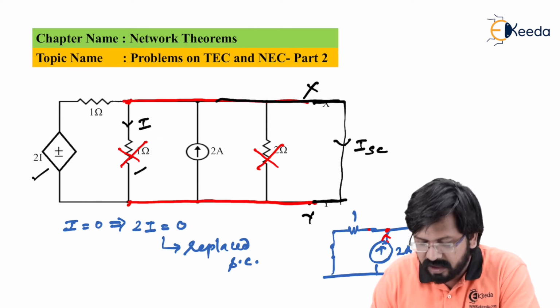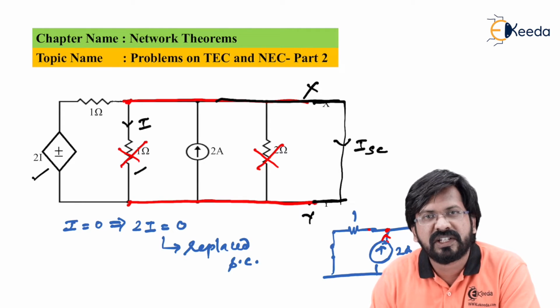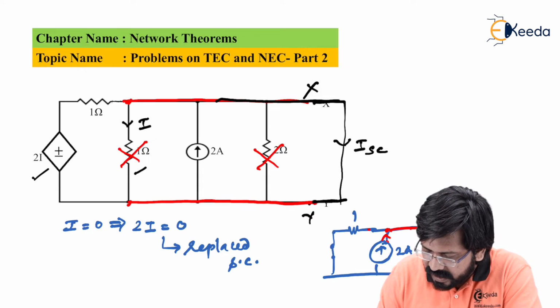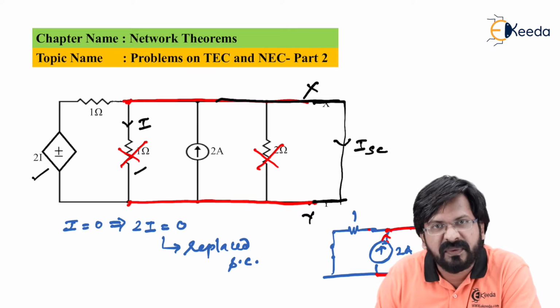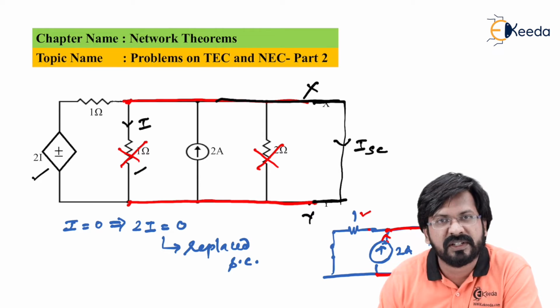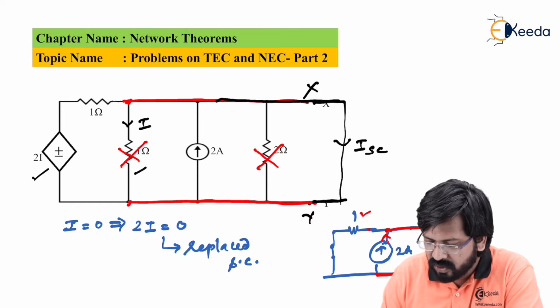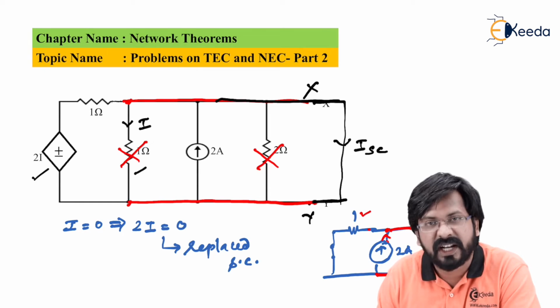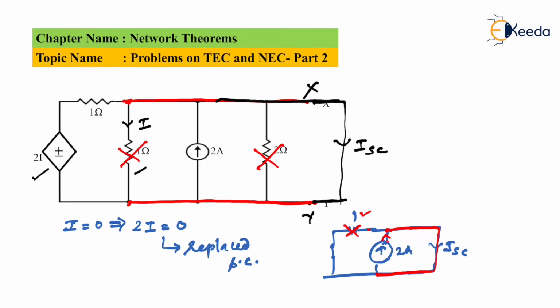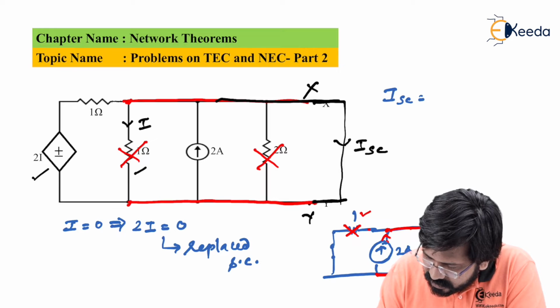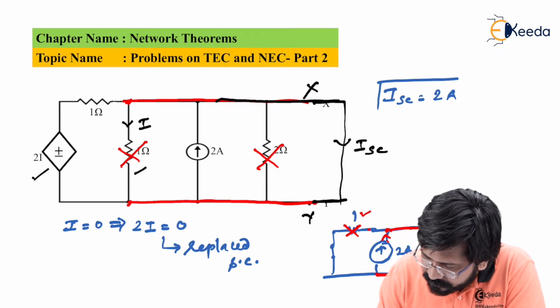But as we know, the tendency of current is to flow towards the least resistance path. As you can see, on the right hand side it is completely short circuited, having 0 resistance, whereas on the left hand side it is 1 ohm resistance. So preferably the whole current will flow to the right hand side. In fact, because of this short circuit, even this 1 ohm gets redundant. That's the reason why I can say that ISC is straight away 2 ampere. So I'll say ISC equals 2 ampere.